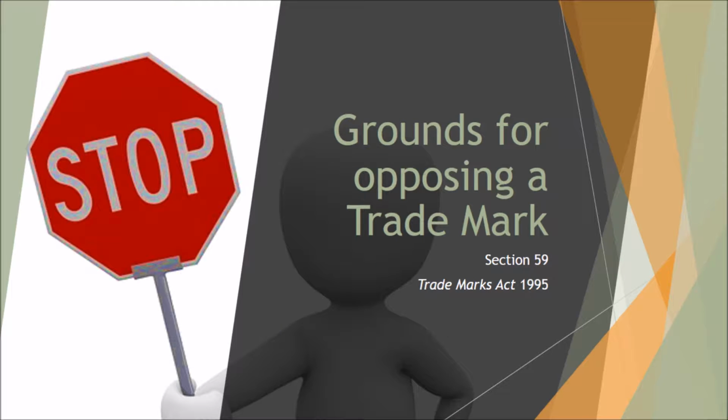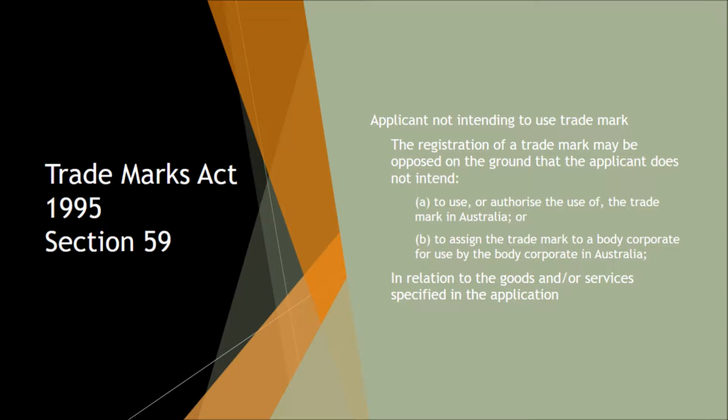Grounds for opposing a trademark under Section 59. An opposition for registration of a trademark may be made pursuant to Section 52(1) on grounds specified within the Act. Section 59 provides a ground for opposition where the applicant does not intend to use the trademark within Australia.